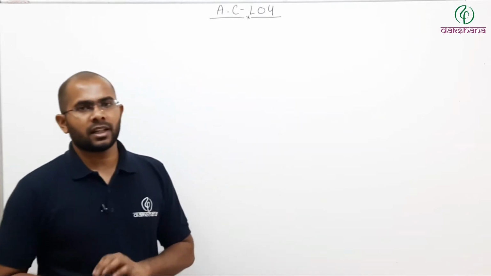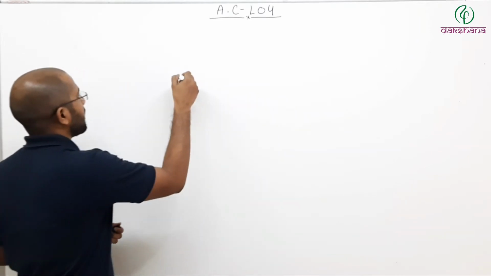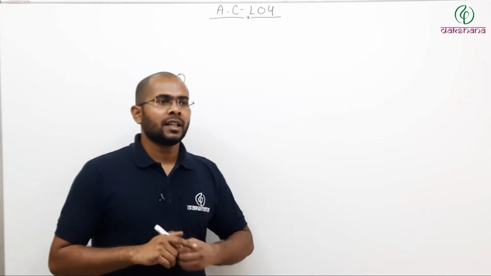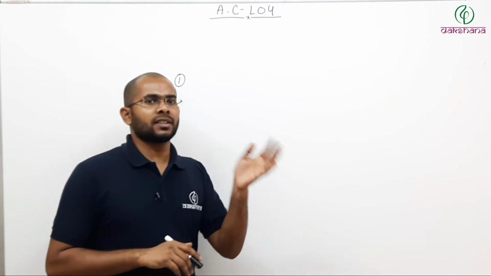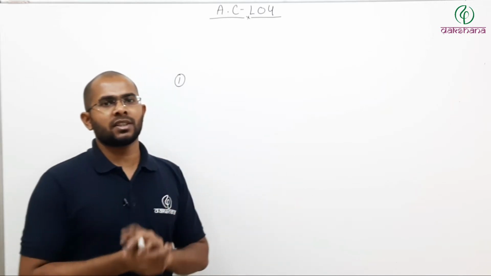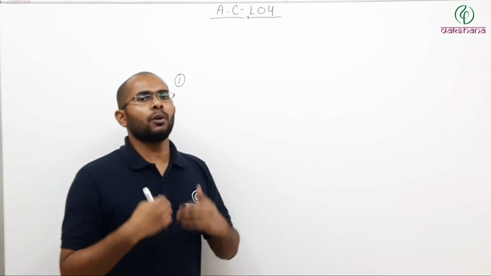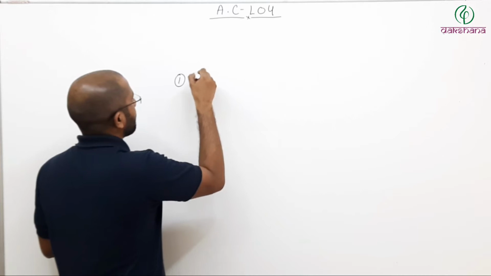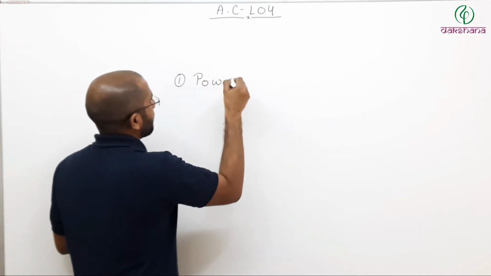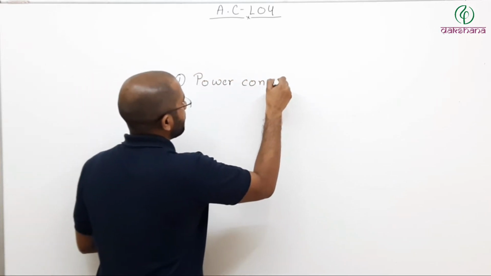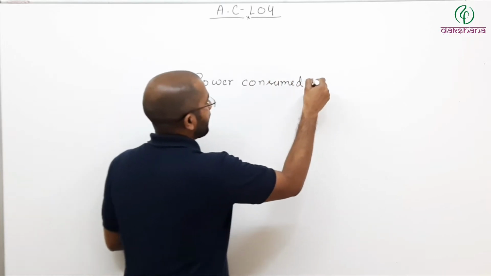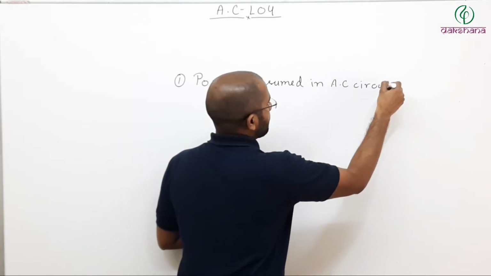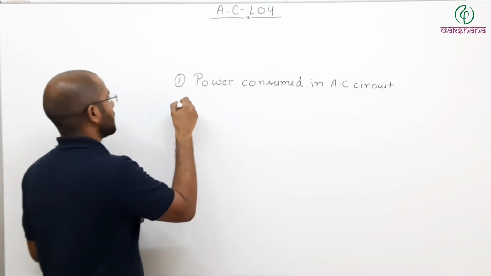So in today's lecture, the first thing that we will talk about is, if there is an AC circuit and there is a resistor, inductor, and capacitor, or any combination of these three in your circuit, then how you can calculate power consumed in your circuit. So the first topic that we will talk about is power consumed in an AC circuit.